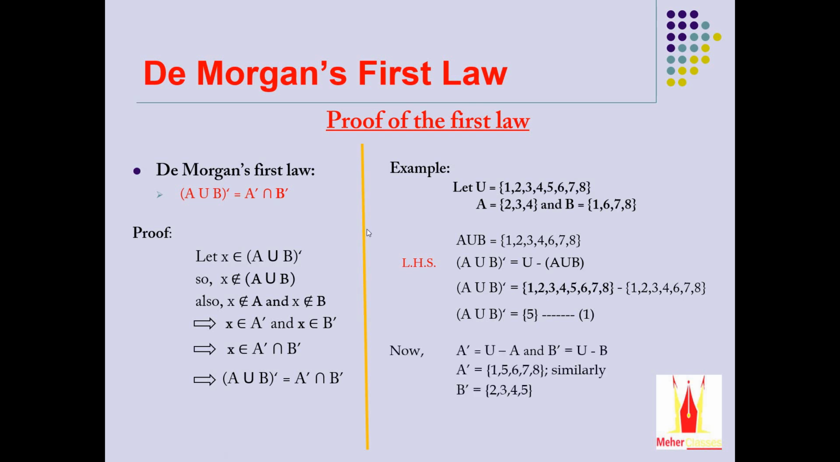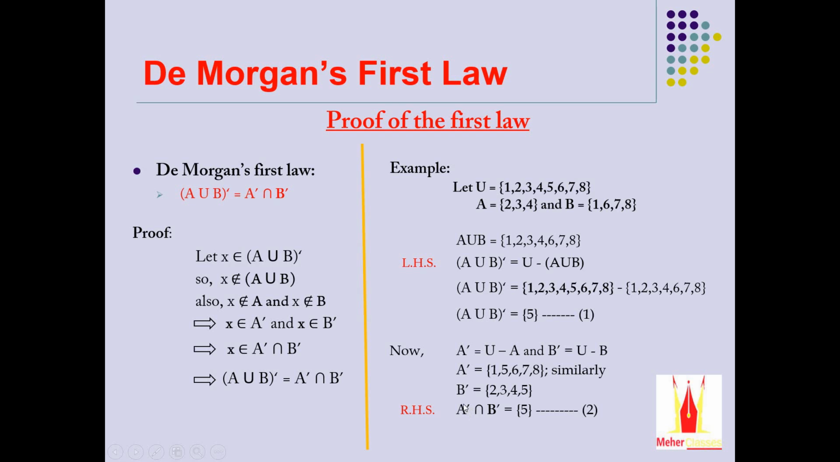Now you need to find out A dash and B dash as well. So A dash is equal to U minus A and B dash is equal to U minus B. So this we already have learned in the previous videos. So you need to take the difference of the universal set and the set A. You'll be getting A dash. So 1, 5, 6, 7, 8 would be A dash and 2, 3, 4 and 5 would be B dash.